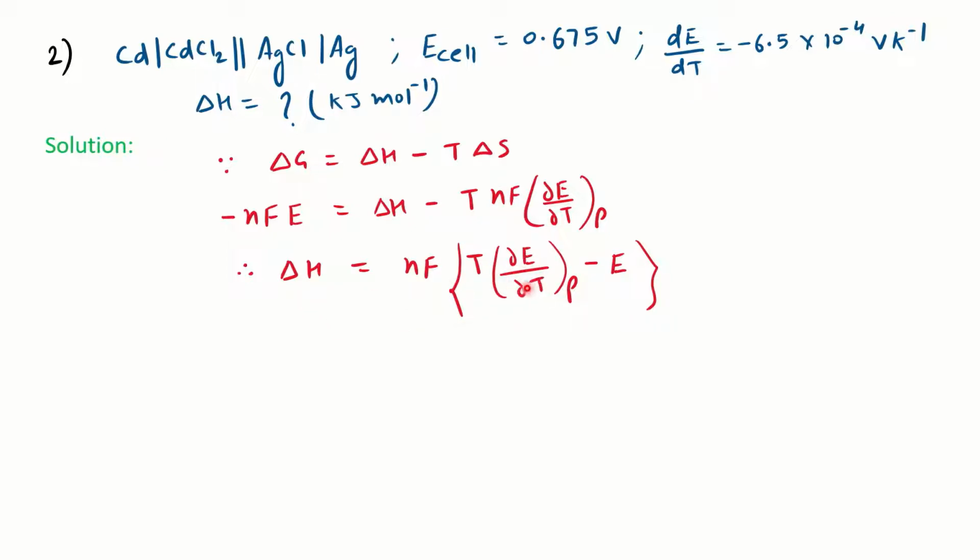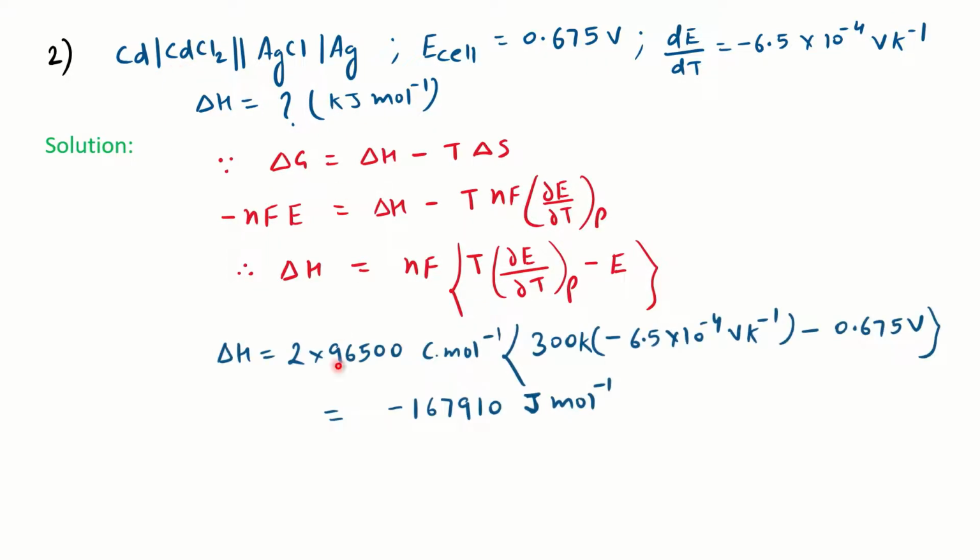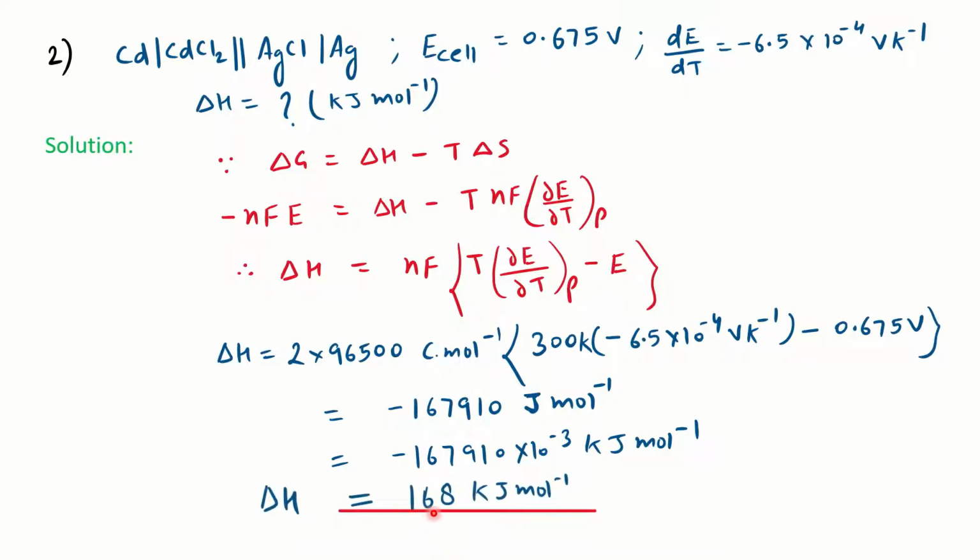So here we have dE/dT given, E cell is also mentioned here, and n for this particular cell is the number of electrons, which is 2. Faraday is a constant which is 96,500. Temperature is 27 degrees centigrade, so it is 300 Kelvin. And you can put all the figures here. The answer which you will get is in joule per mole. Again, you have to remember that they are asking in kilojoule per mole. So you have to multiply it by 10 to the power minus 3 and you will get your answer which is closest to 168 kilojoule per mole.